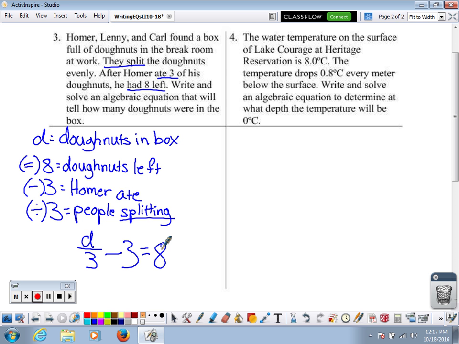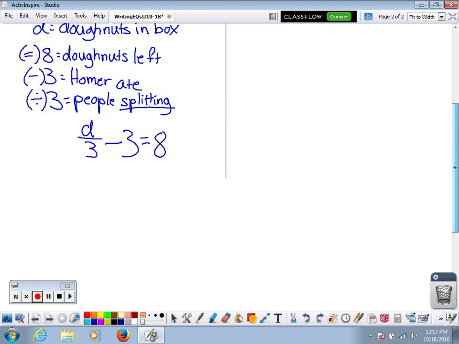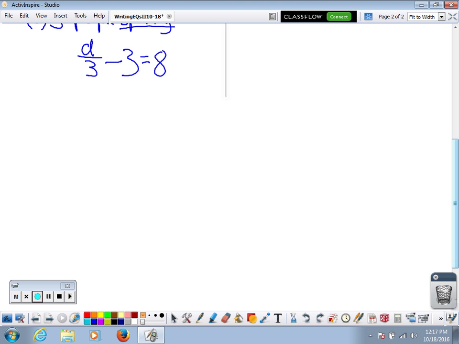All right, now, we've been building enough of these. We built 3 equations. Let's solve them. Okay, so let's take D divided by 3 minus 3 equals 8, and let's solve it. Where do I begin? What's the first thing we're going to do to solve this equation? First thing we always do. Very good. The vertical line through the equal sign.